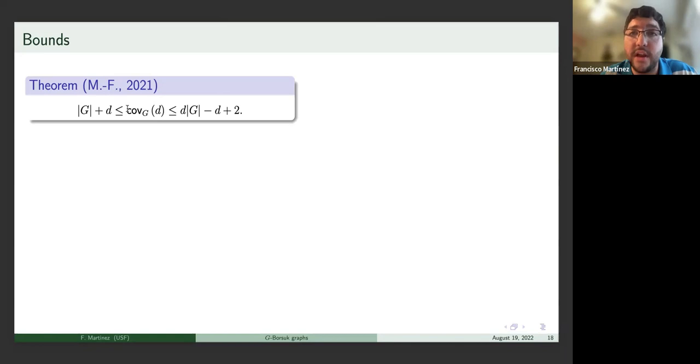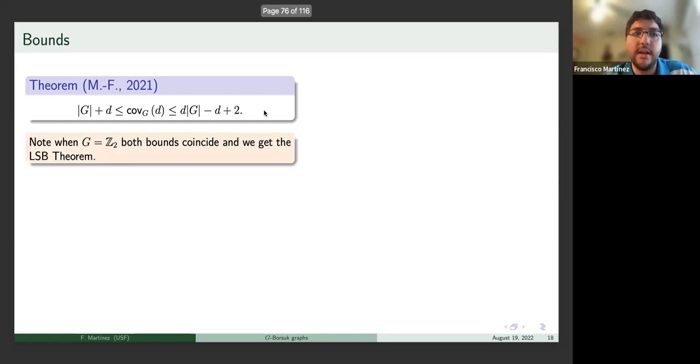These are the bounds that we were able to give. Lower bound: the size of G plus the dimension, and upper bound: D times the size of G minus D plus 2. You can see that these bounds are both linear in D and linear in G, but sadly they are far away from each other. In the particular case where G equals C2, so the size of G is 2, both bounds are the same, and we have just D plus 2. The lower bound is the LSB theorem, and the upper bound is the construction of covering with the facets of the regular simplex.